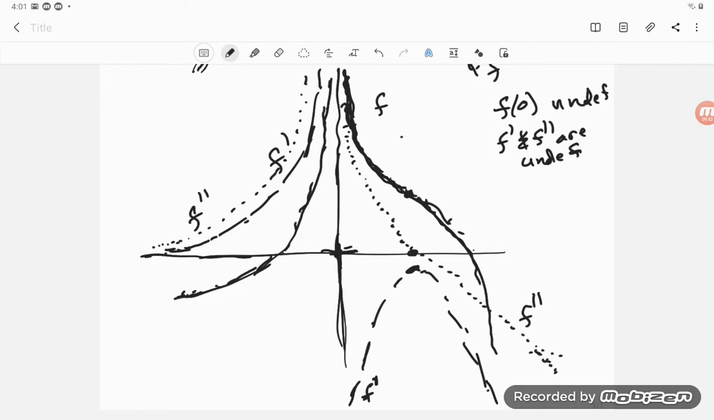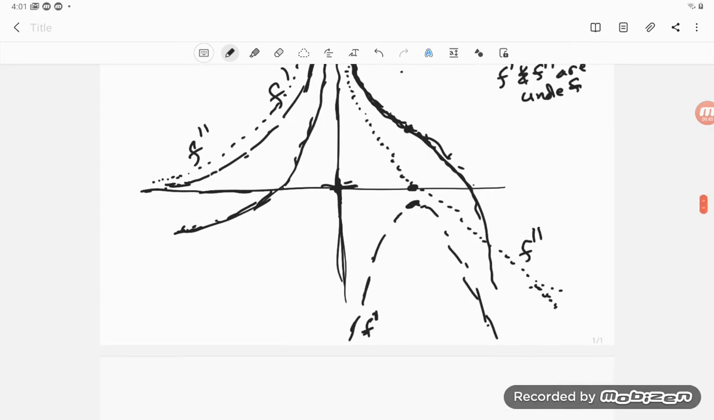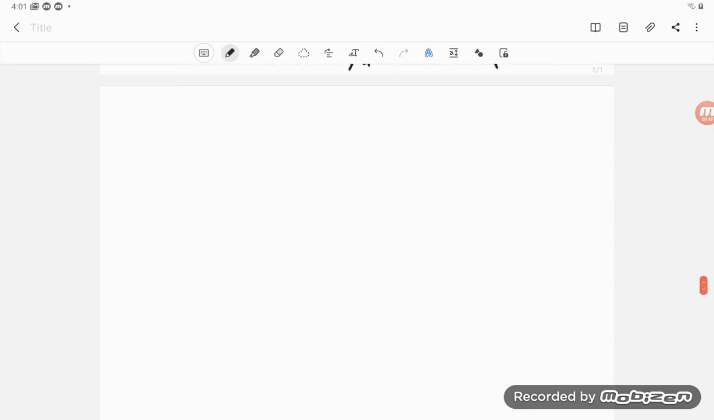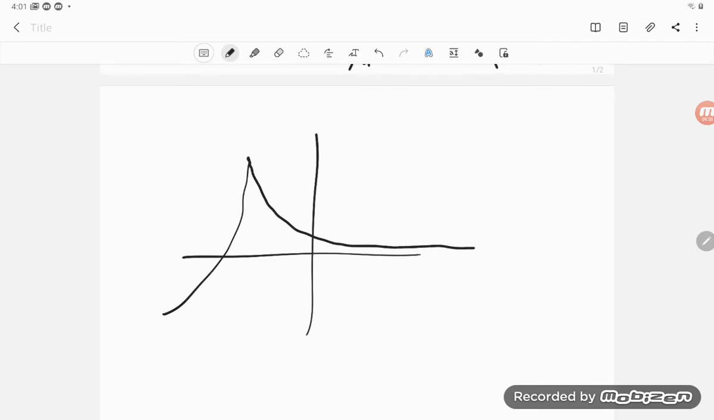Okay, let's see, how about one more example? So maybe I have something that looks like that. And so this is f. Here I'm going to have a critical number, first order critical number at this x value, but there's a point there, so the derivative will be undefined right in here, okay?